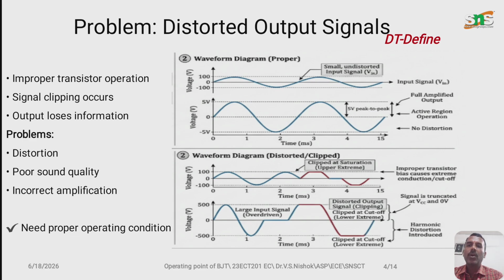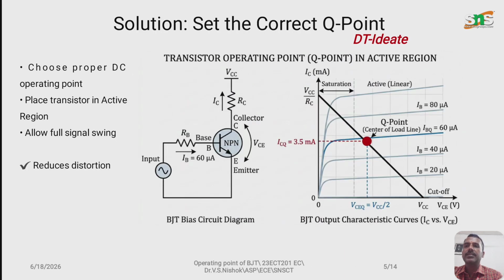So we need the proper operating condition for the proper amplification. For the proper operating point, we need to set the correct Q point. The Q point should be kept properly in the DC operating point, that is mainly in the active region, which gives the full swing of the signal, which results in the good output. So that reduces the distortion.